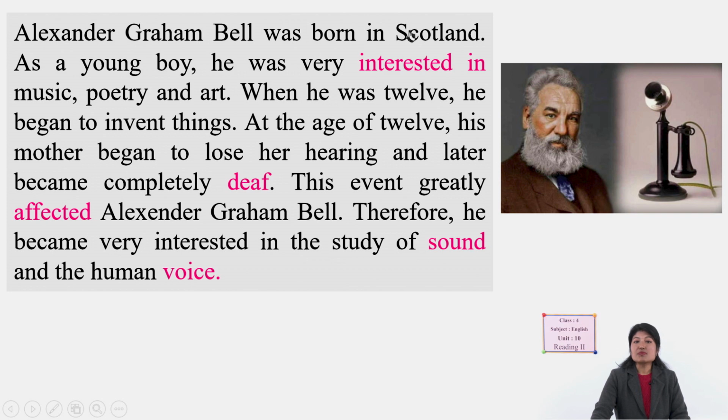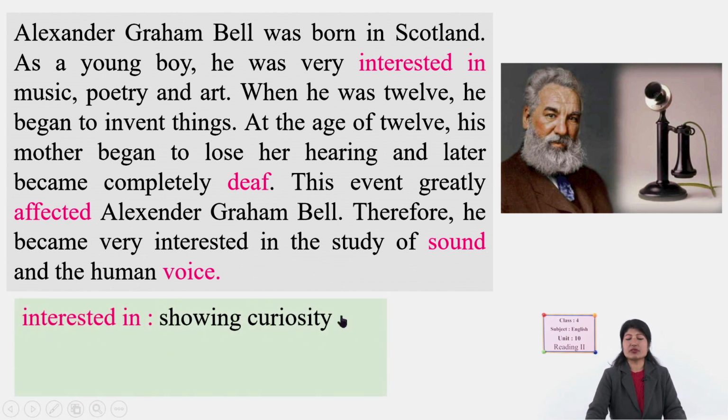Alexander Graham Bell was born in Scotland, as we have discussed previously. As a young boy, he was very interested in music, poetry and art. So, as a young boy, he had many hobbies, showing curiosity. He was curious in the field of music and poetry. He maybe used to write poems, and also artworks, drawings, arts. He was interested in such areas.